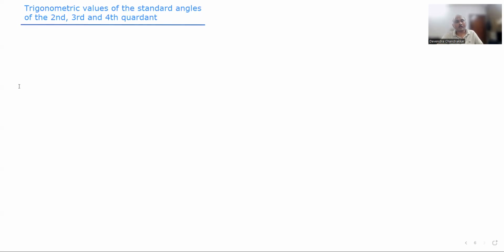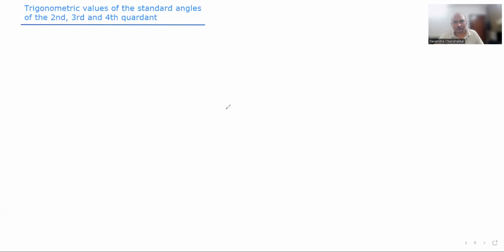Okay. So before I start, I'll just let you know about the odd and even multiples of 90 degrees. So please pay attention. This is 90 degrees multiplied by 1. This is 90 multiplied by 2. This is 180 multiplied by 3. This is 270 multiplied by 4. This is 360. Clear? Yes or no? All of you. Yes, sir.